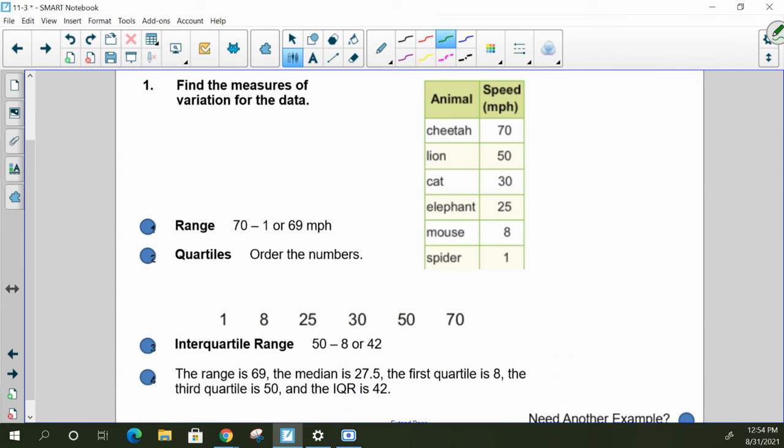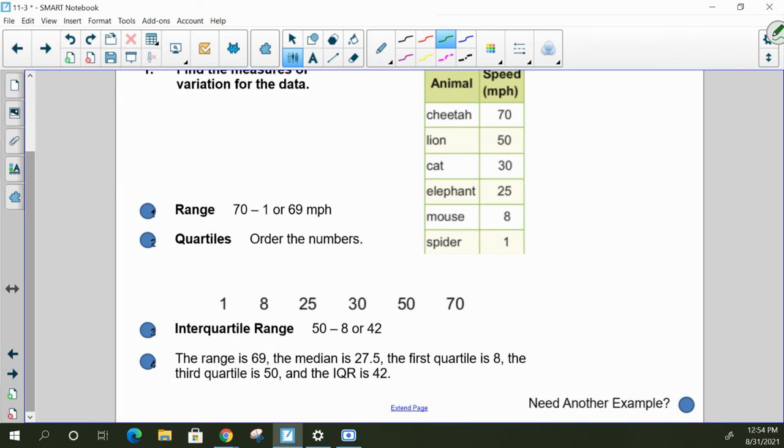The range is the biggest number in our data minus the smallest. So if you look at here, cheetah is the biggest, it's 70 miles per hour. And the slowest or the lowest number is the spider, and it's 1. I'm going to subtract those two to find out the range of my data. 69 miles per hour. There it is. The range is 69 miles per hour. Easy, okay? Now let's find the median, the quartiles, and the interquartile range.